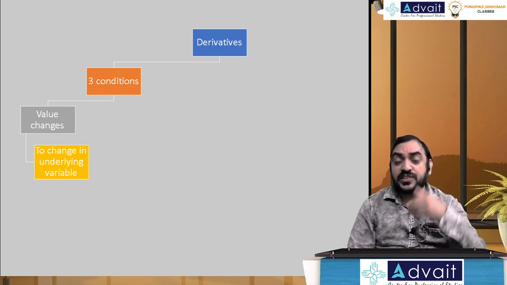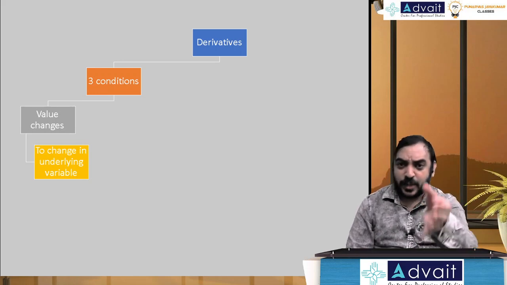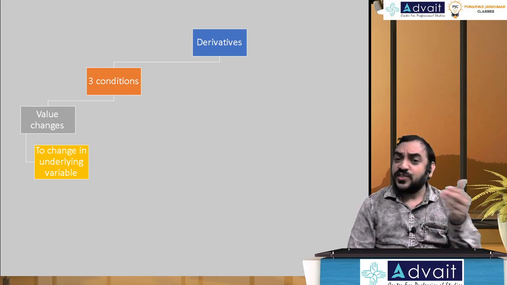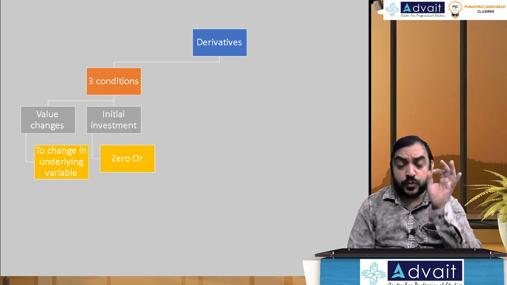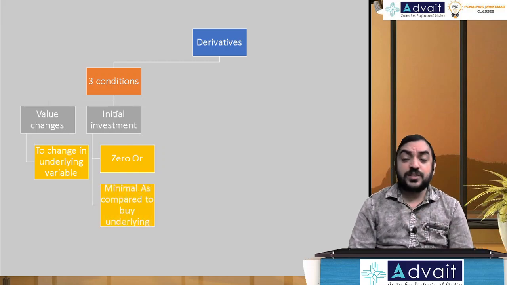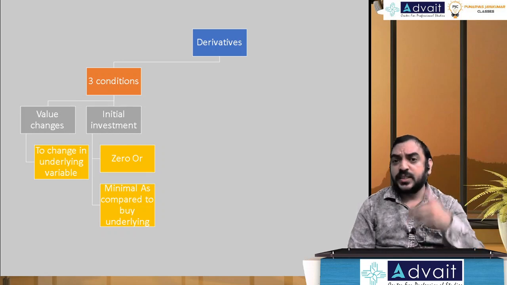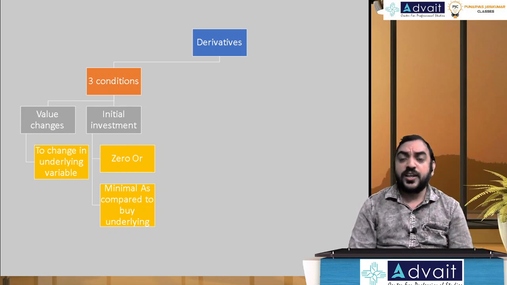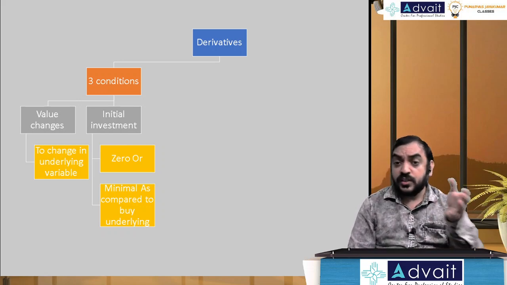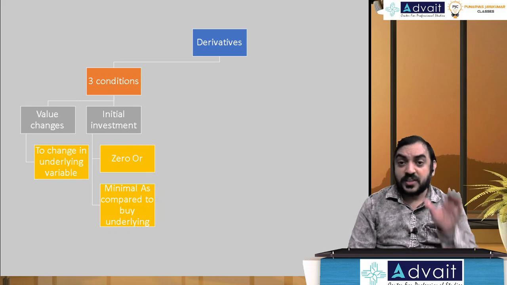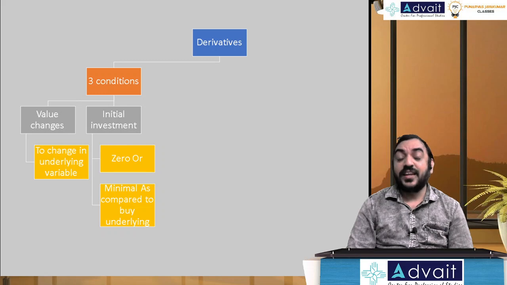The value changes with respect to the underlying variable. In the same example, the computer value changes, and the gift coupon value will change. Initial investment should be zero or minimal investment. Zero means it should not have any value. For example, when you sign a contract, it will be zero value. Or like in this example, the computer value is 50,000, the gift coupon value is 5,000. The value of the coupon should be much lesser as compared to the underlying variable.